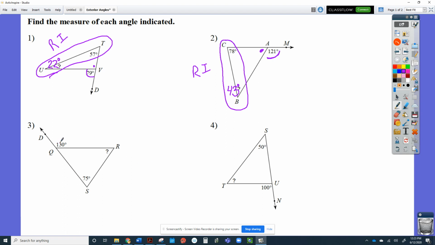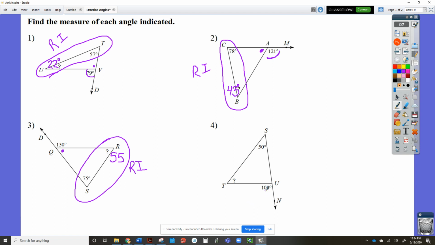Okay, here's your exterior angle. Here's your adjacent interior angle. So these two would be your remote interior. The sum of the remote interiors should equal the exterior. So I'm going to take 75 away from 130, and you're left with 55. So this angle right here has to be 55.